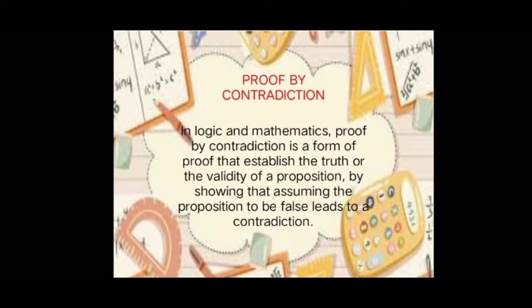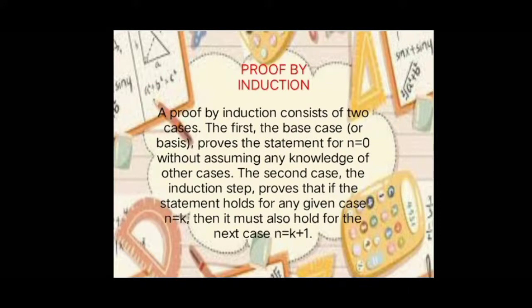In logic and mathematics, proof by contradiction is a form of proof that establishes the truth or the validity of a proposition by showing that assuming the proposition to be false leads to a contradiction. Proof by induction. A proof by induction consists of two cases. The first is the base or basis, which proves the statement for n equals 0 without assuming any knowledge of other cases. The second case, the induction step, proves that if the statement holds for any given case, n equals k, then it must also hold for the next case, n equals k plus 1.